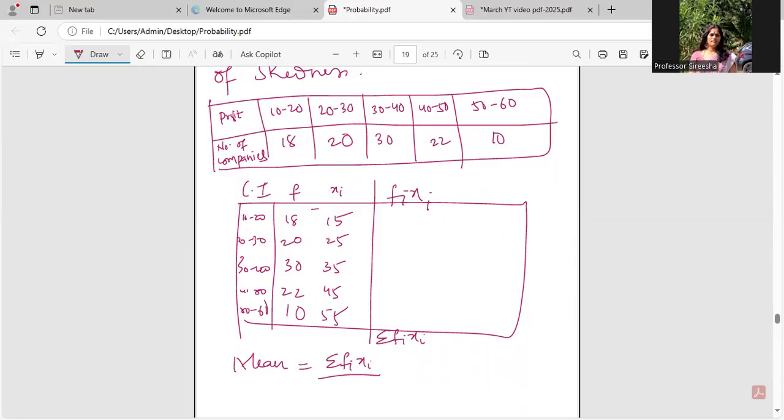I'll be adding all the frequencies. 22 plus 10 is 32. 32 plus 30 is 62. 62 plus 20 is 82. 82 plus 18 would be 100. Okay, so n would be 100 here.